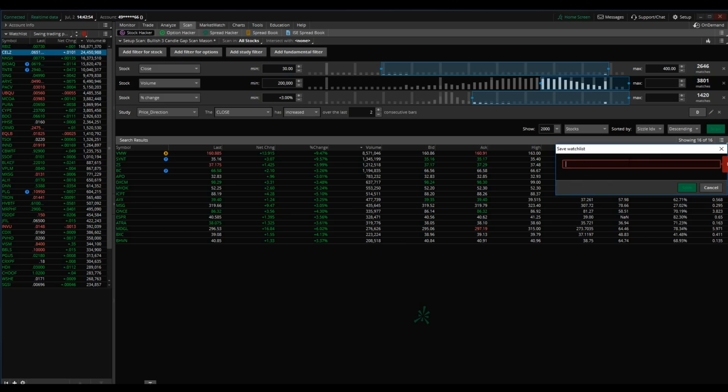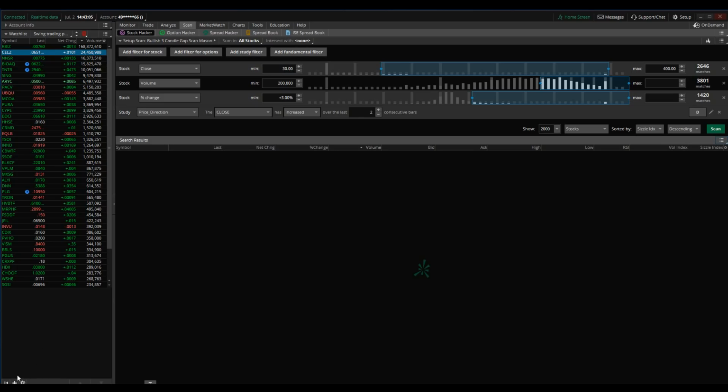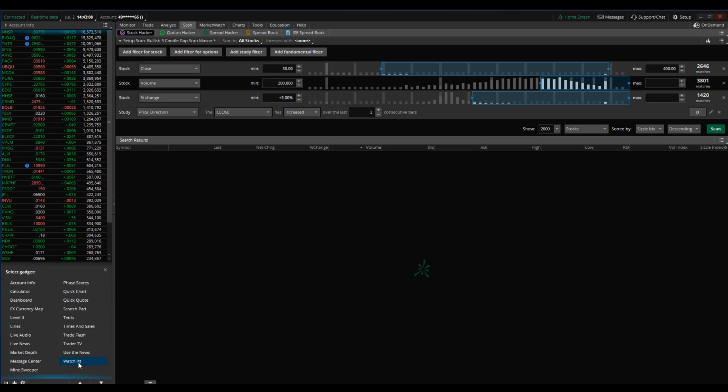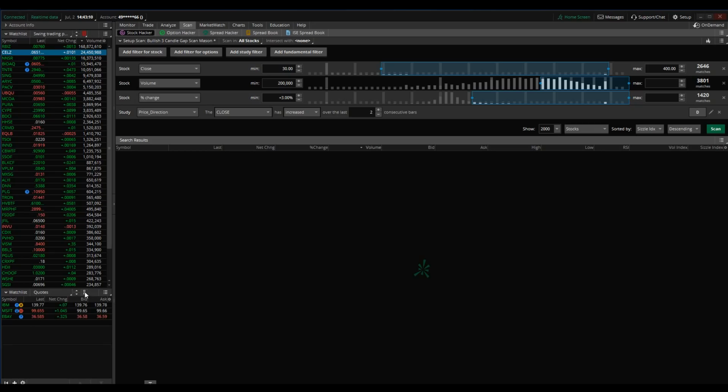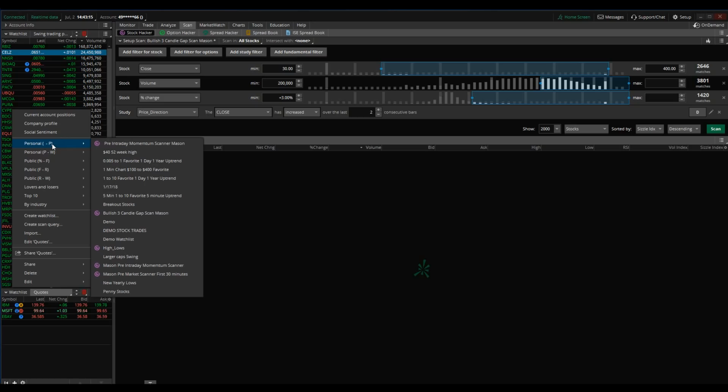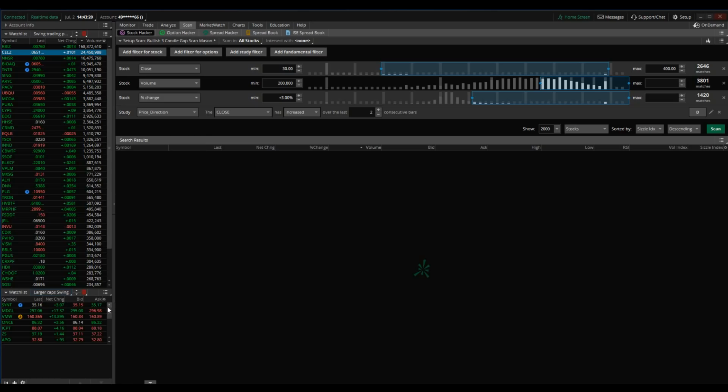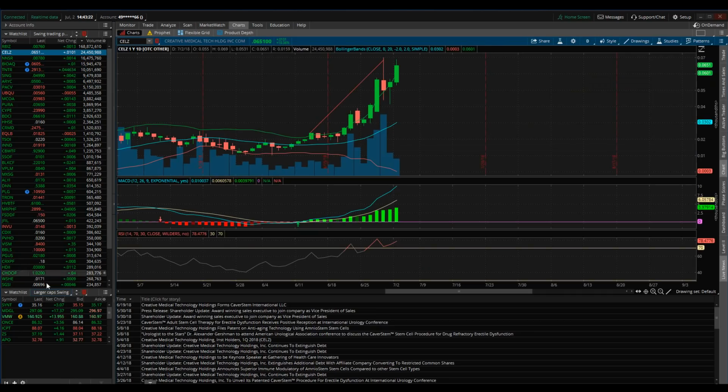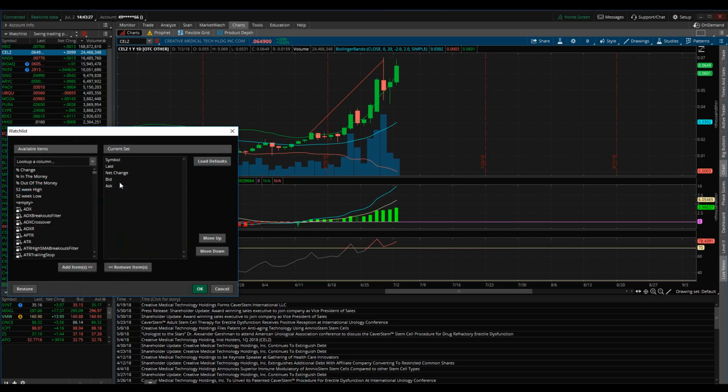Let's see. We'll just call it larger caps swing. So save. I'm going to come down here and I'm going to add another watch list. I'm going to go ahead and just link this, and now I need to open it. So larger cap swings, there we go. Open up my charts. I need to change this down here to add volume.